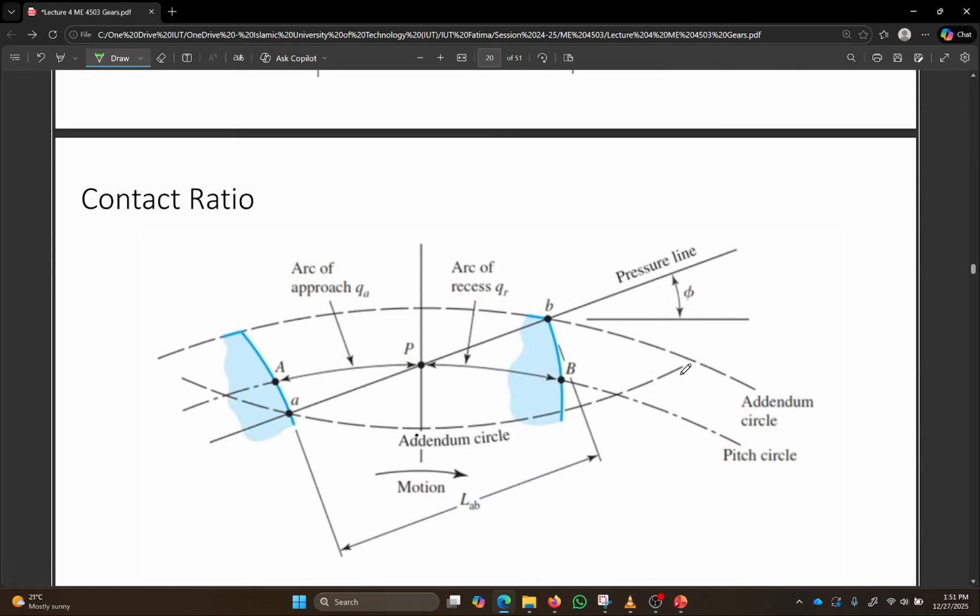So we have some more definitions to go. One of them is about contact length, and another one is our contact ratio. Okay, contact ratio. So, what is contact length and what is contact ratio?